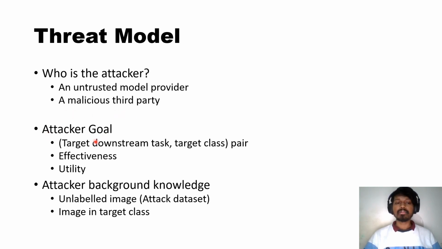What could be the attacker's goal? The first goal is to get the downstream task and the target class pair. Then effectiveness is one of the goals: it needs to be effective. And then the utility: obviously, it needs to be useful to the attacker. The last thing we need to know is the attacker's background knowledge. The attacker needs to know the attack data set that it's going to attack with, and the image in the target class.